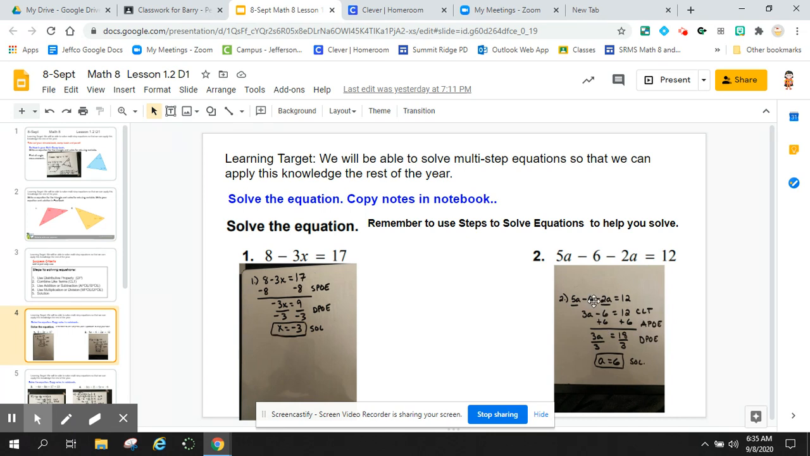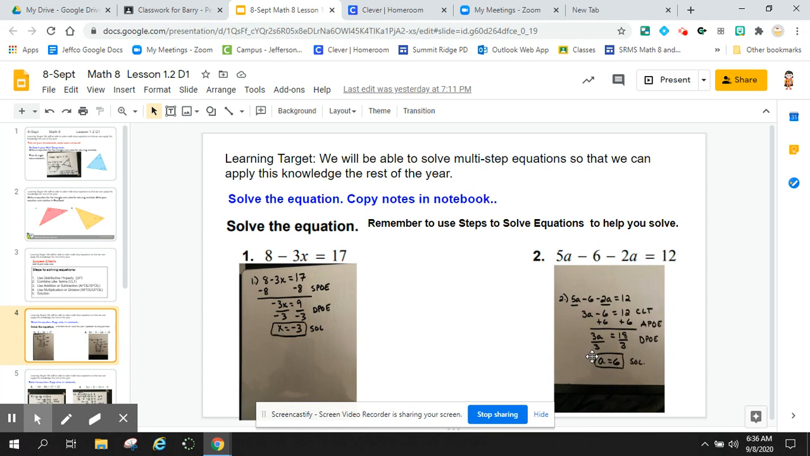So I'm going to zero these two 6's out by putting positive 6 on both sides. So the 6's disappear and I'm left with 3a equals 18. 12 plus 6 is 18. Now I see I have multiplication again, 3 times a. Opposite of multiply is divide.